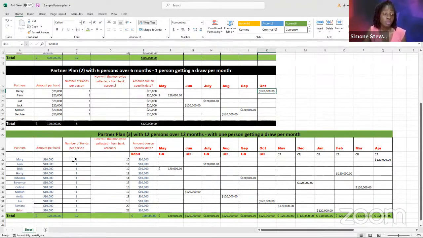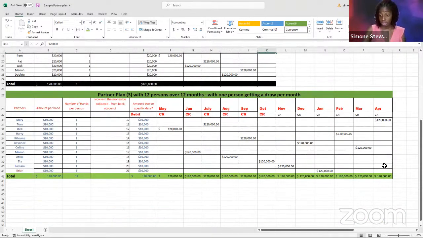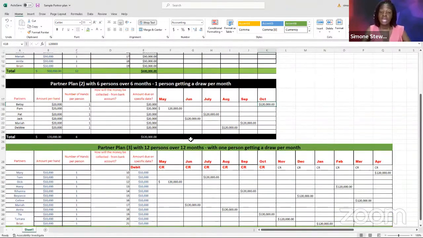Now, guys, like I said, you can decide to run it over a 12 months period, like I showed you down here, where every month somebody gets a draw for 12 months, but you need more people and you need less money. Or you can reduce the people and increase the money and reduce the time to arrive at the same $120,000 draw.